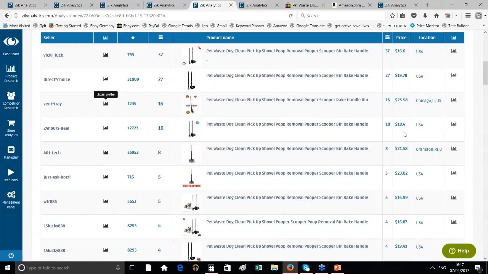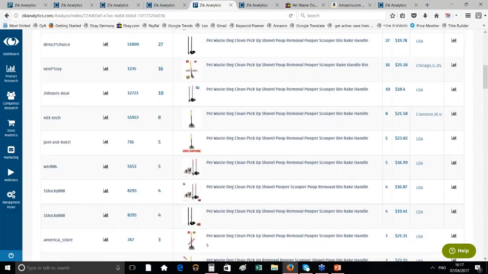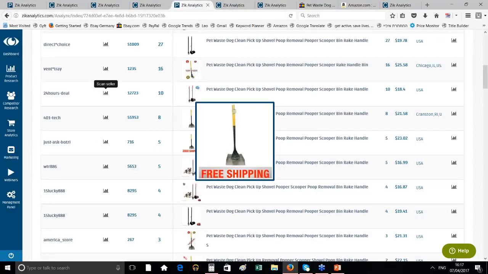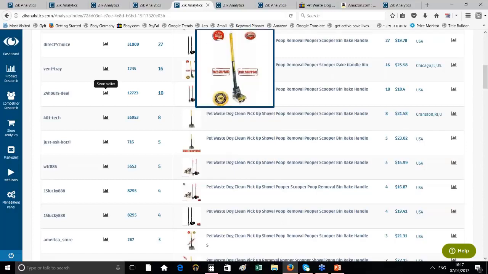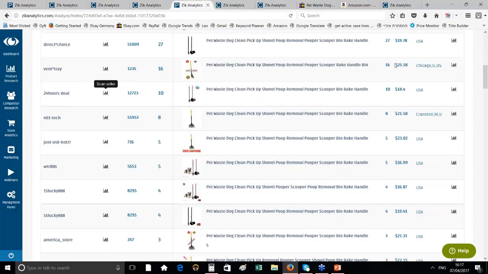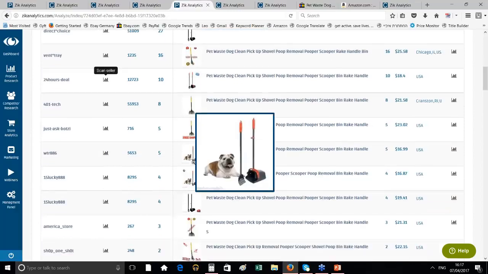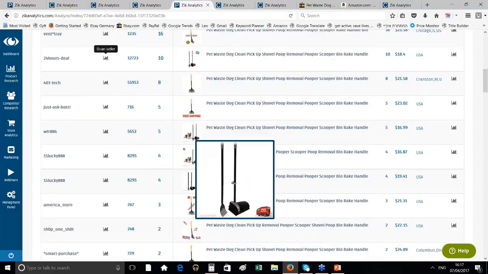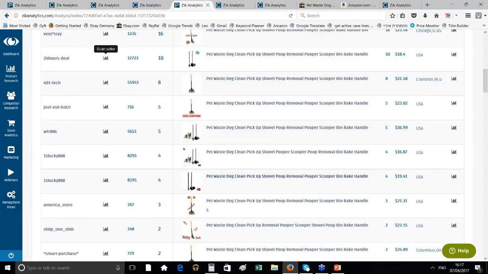Sell the same product for $2 more. Maybe he worked with better profit. Okay, so I'm gonna check also this guy. And I have Just Ask Botsy, also interesting. He brought a different product here, same for 23. I think it's the same one. Yeah, it's the same, just different picture here, 25. Oh, it's interesting. We can see other guys here. Also, this guy sold for 19.